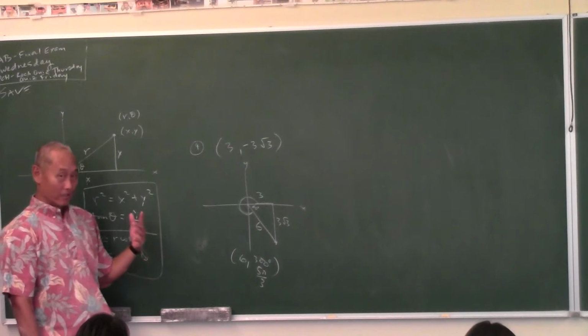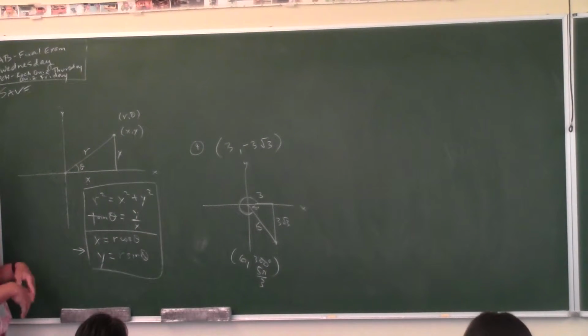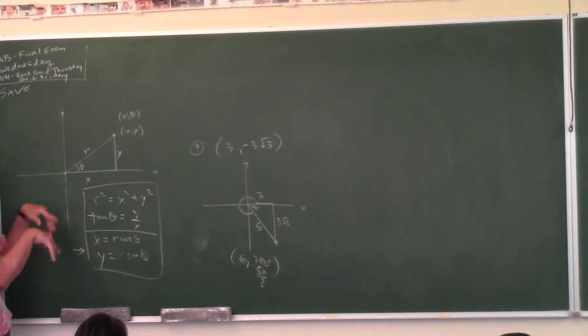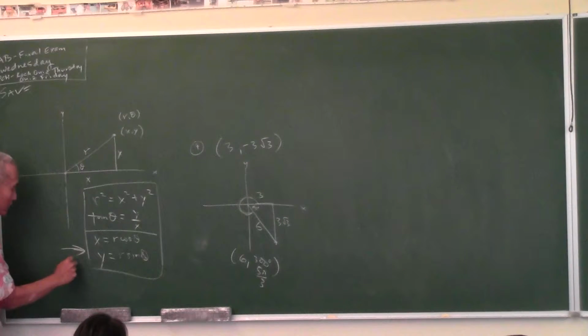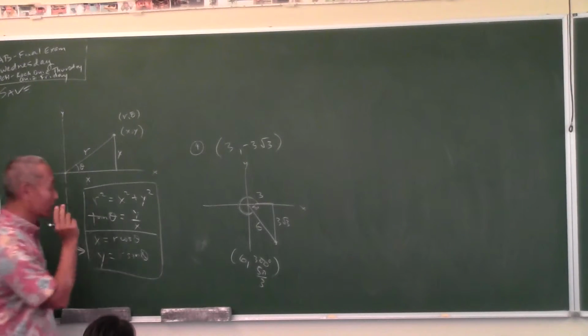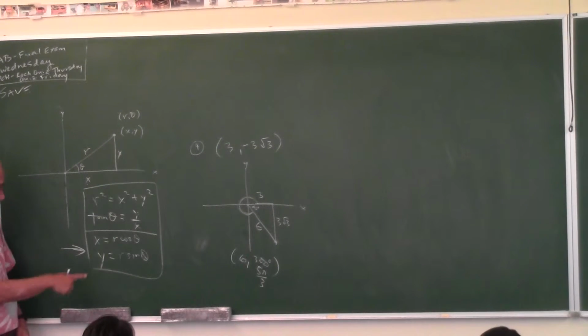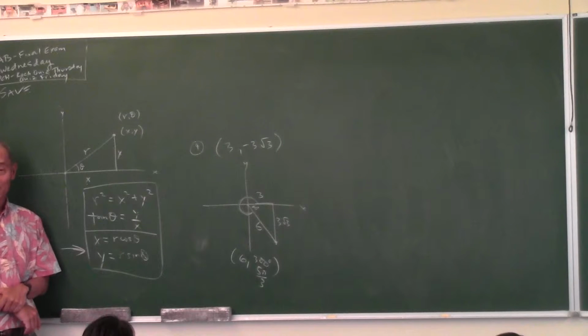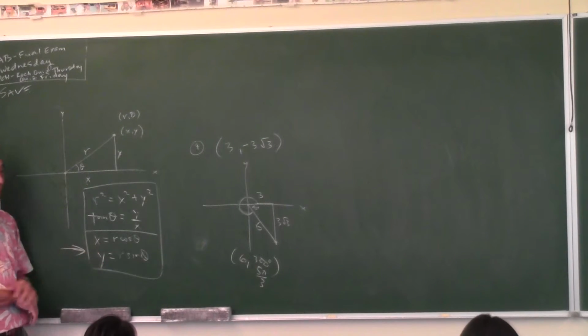Okay, so basically this is my lecture. When you convert from polar to rectangular, you use these formulas. When you convert from rectangular to polar, you draw the picture. But actually, you can just do everything by drawing the picture, right? You don't need to use these formulas.